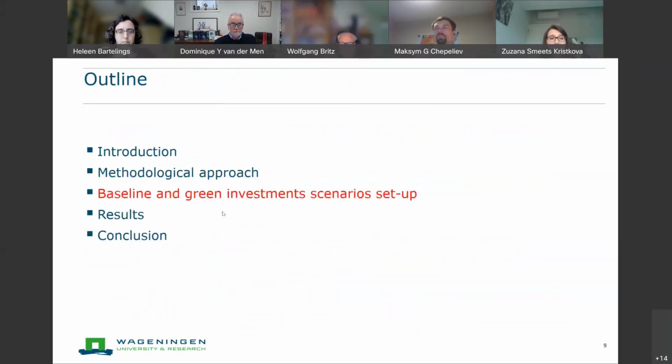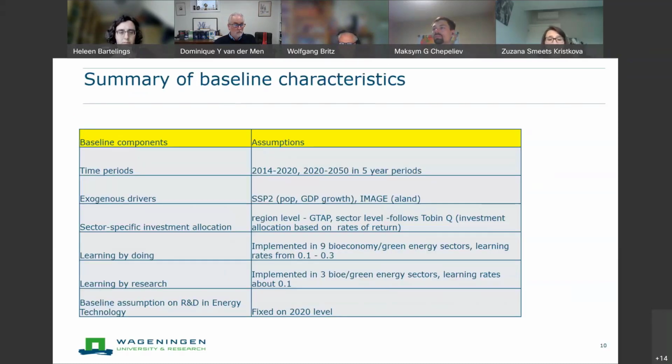Now I will explain a bit about how we designed our green investment scenarios and the baseline. The baseline scenario we ran in 5-year periods until 2050 with very standard assumptions from the literature, using the SSP tools on population and GDP growth, etc. We have the sector-specific investment allocation function, and we implemented learning by doing and learning by research in, as I mentioned, the selected green sectors of the economy. As for R&D, we have implemented R&D in energy technology, and in the baseline we fix it at the 2020 level. So this is very shortly about the baseline scenario.